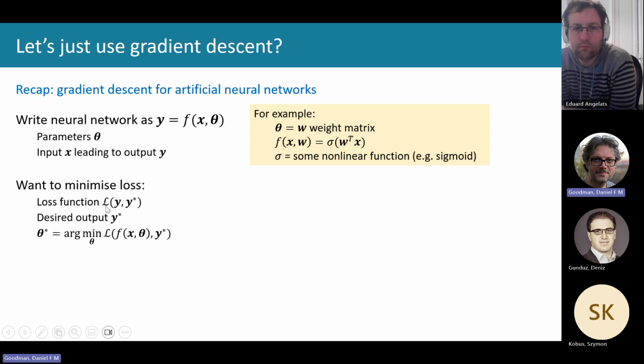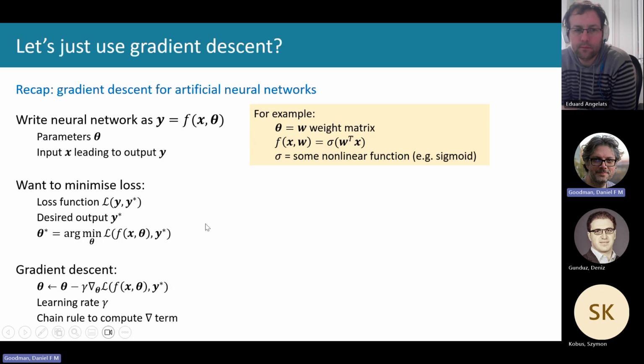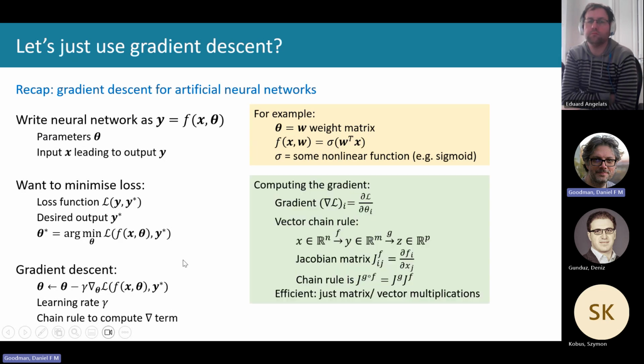We want to minimize some loss function, right? So we have a desired output y star, our actual output y, and then we want to pick the parameters that minimize this loss function. And the way we do that is by using some form of gradient descent. In other words, each iteration, we update the parameters in the direction of the gradient of this loss function. Okay, and we can compute this gradient by using essentially the vector chain rule. I won't talk about that, but that's how it comes out. And the point is that this is just a bunch of matrix vector multiplications in the end.